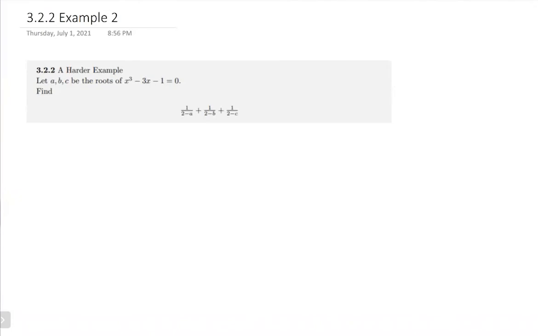So we have: let a, b, and c be the roots of x cubed minus 3x minus 1 equals 0. We want to find 1 over (2 minus a) plus 1 over (2 minus b) plus 1 over (2 minus c). Well, we notice that clearly this problem wants us to use Vieta's, right? They give the roots of this polynomial, and then they want us to find some expression using those roots.